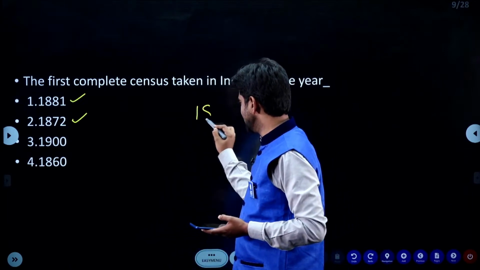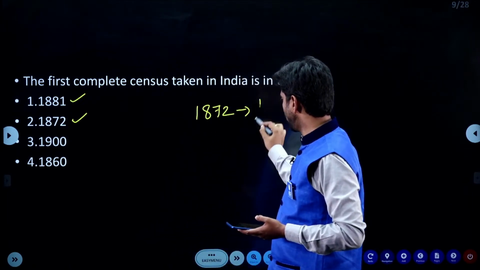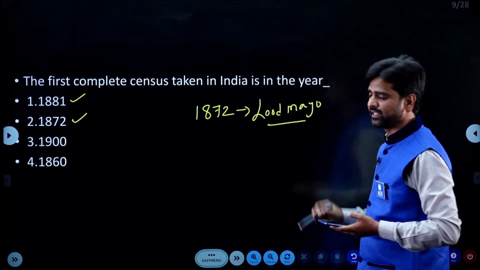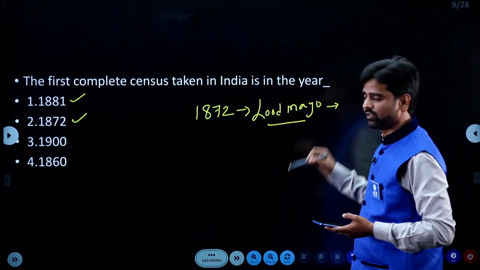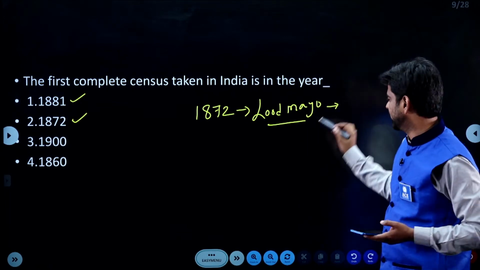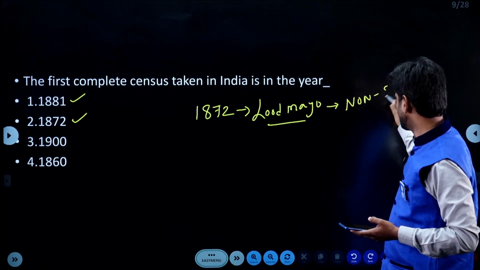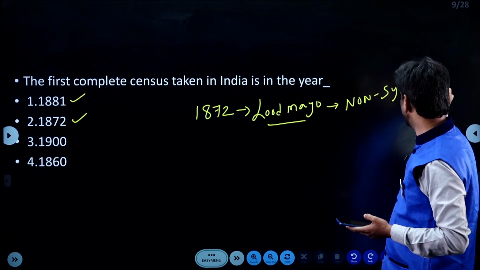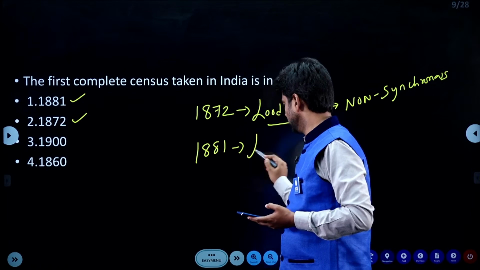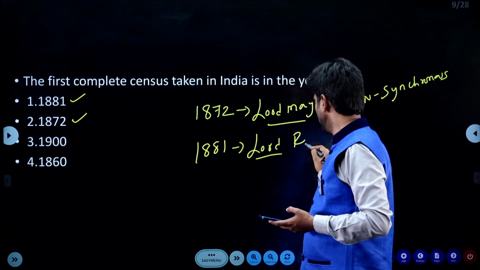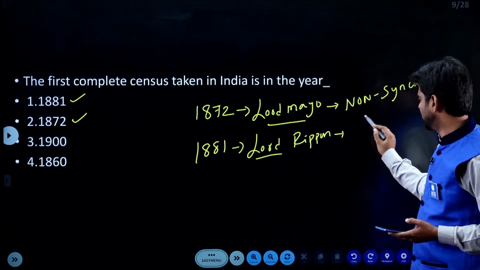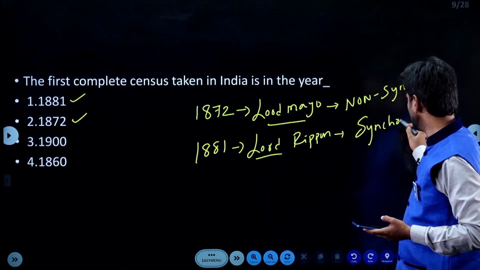In 1872, Lord Mayo, as you people are already aware, conducted the first population census, but in the non-synchronous method. In which method, guys? In non-synchronous. And in 1881, Lord Ripon was the first person who conducted the population census based on the synchronous method. In which method? In synchronous.